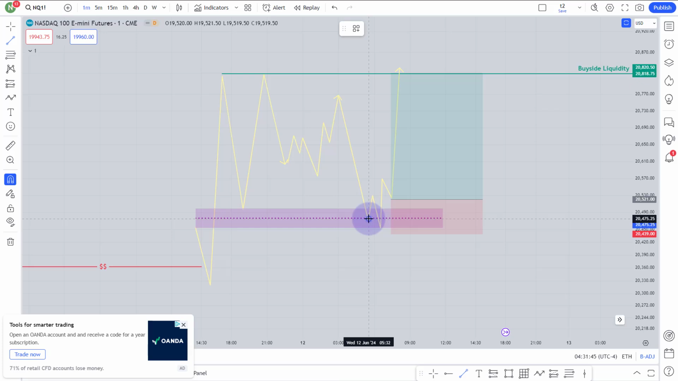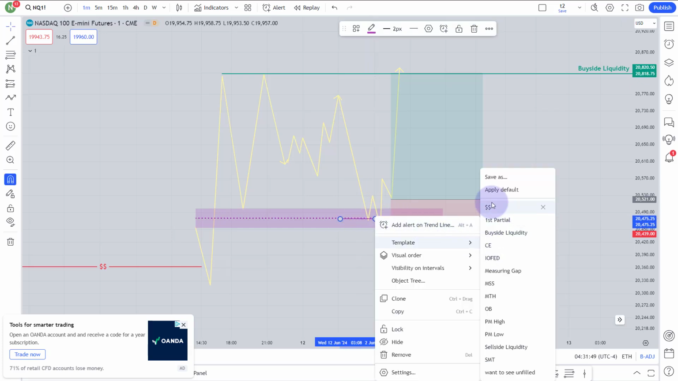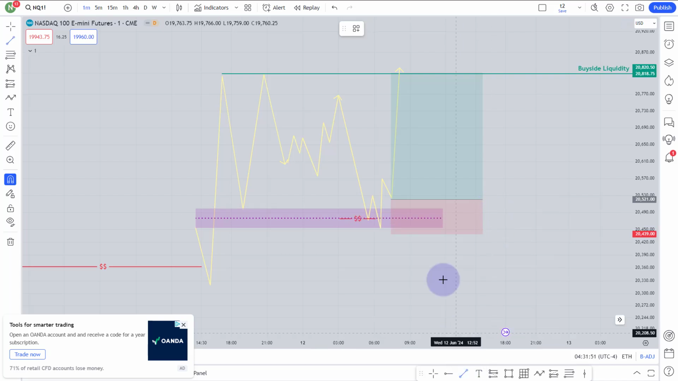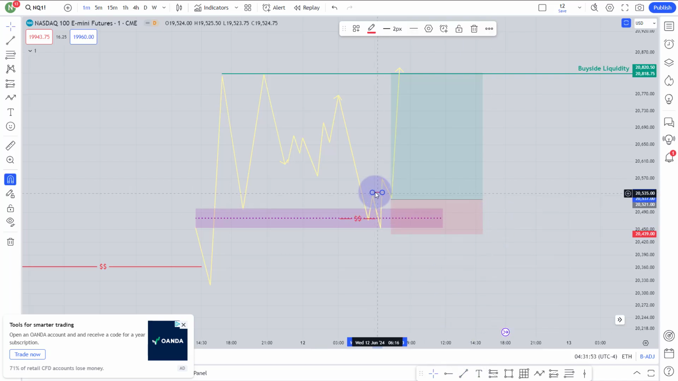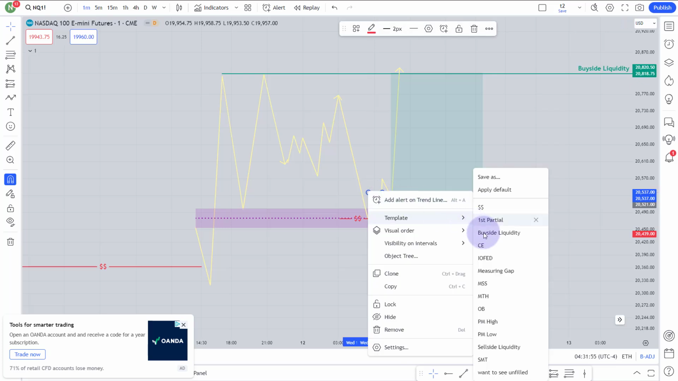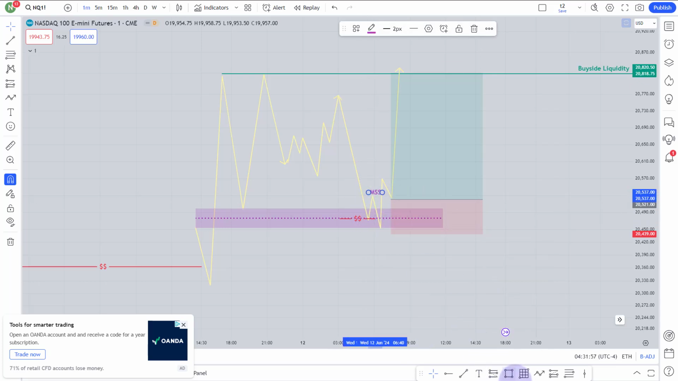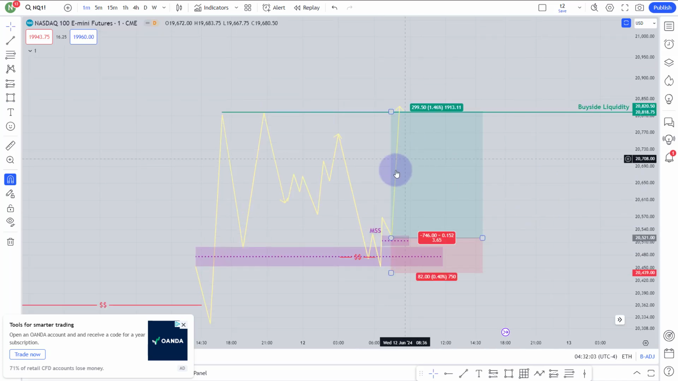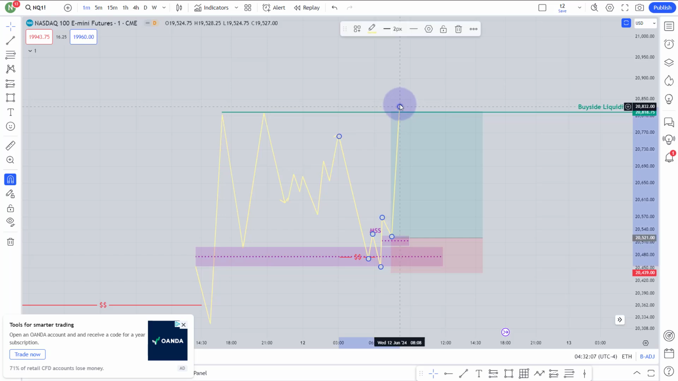Actually, it has taken this sell side liquidity around that area. This is your sell side liquidity that has been taken. Then this is your market structure shift around that area, and here is your fair value gap. So you took your entry on the 1 minute chart from that specific fair value gap, and you held it until that area. But what happened actually?